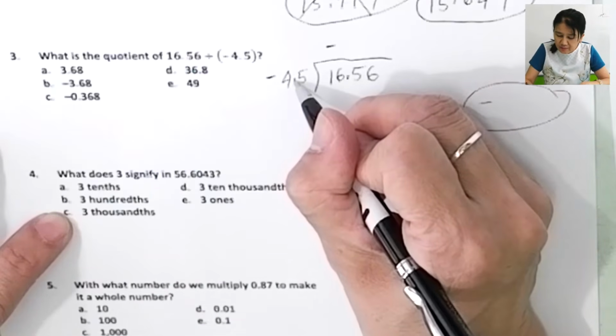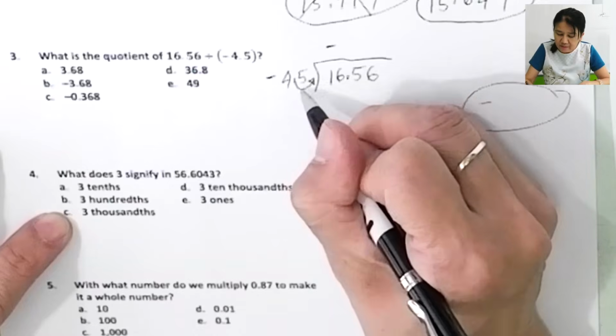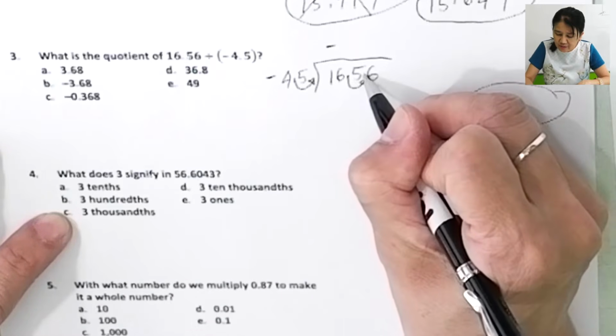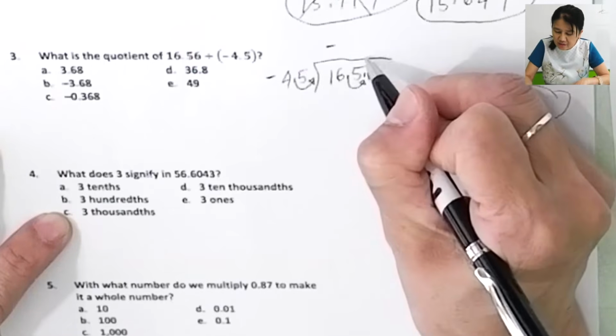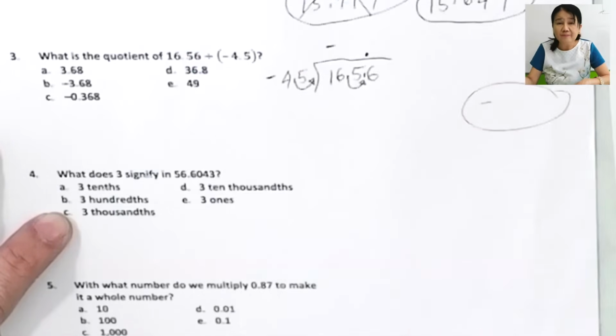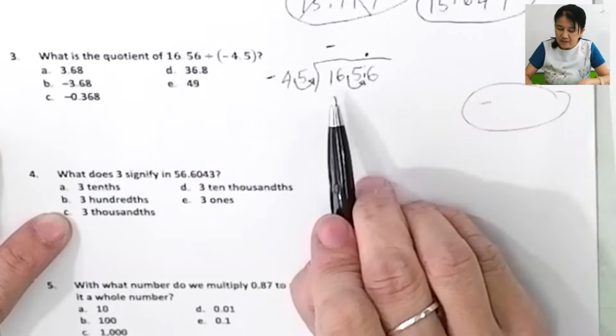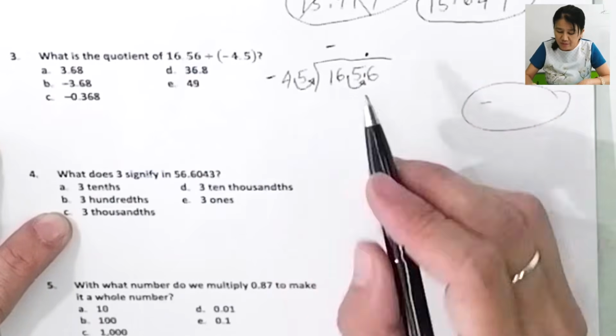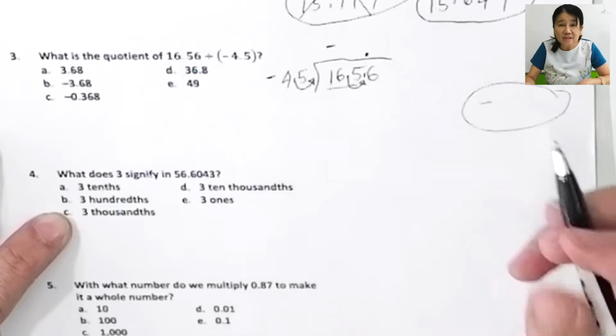Then move the decimal point one place to the right. When you move this one place to the right, you also have to move this. Once you move it, the new decimal point is here. You write it there immediately, so you will not forget. 16 divided by 45 cannot be, so move again to 165.